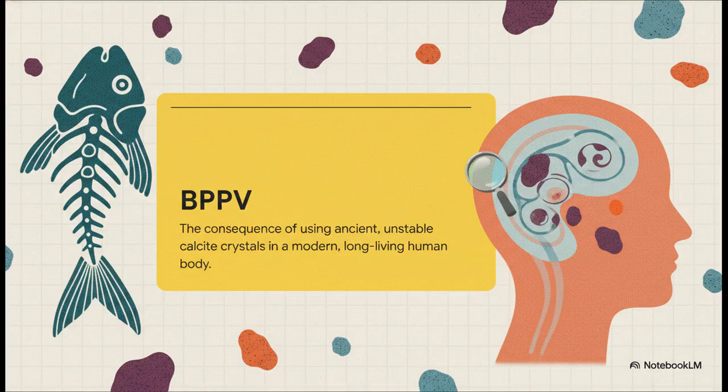So here's the bottom line. BPPV is not some random fluke. It is the direct, predictable clinical outcome of that ancient engineering decision. It's like we have stones of old inside a body of new. And that material choice, which was a massive advantage for a fish, becomes a real liability for a human living an 80-year lifespan.